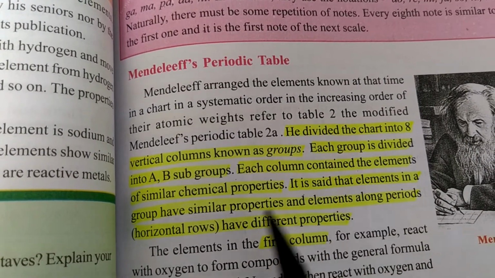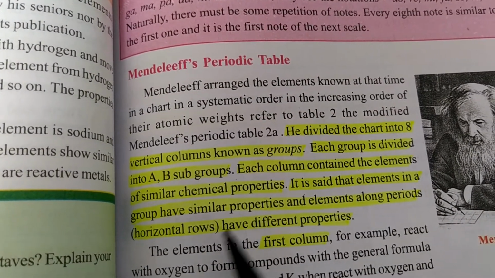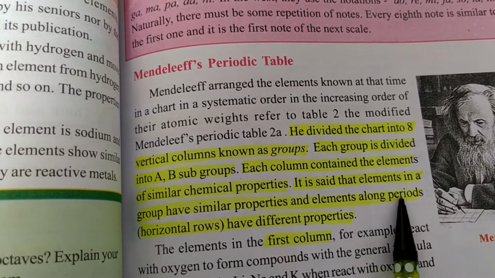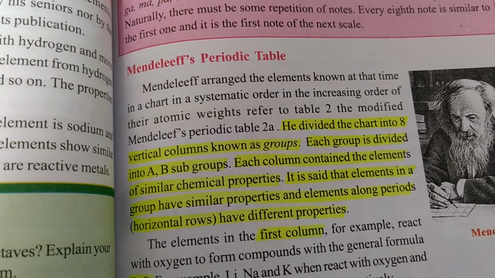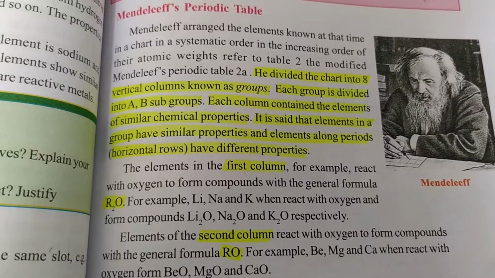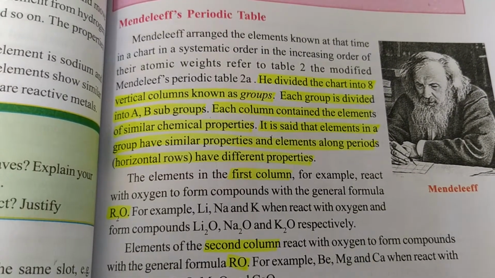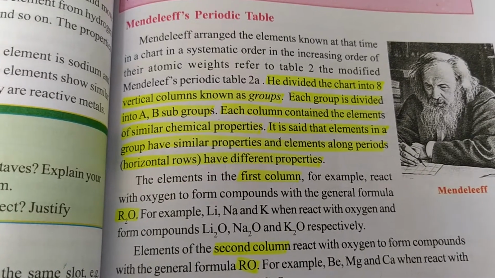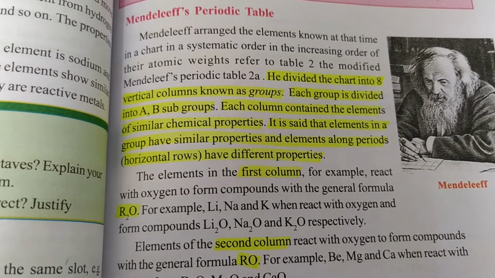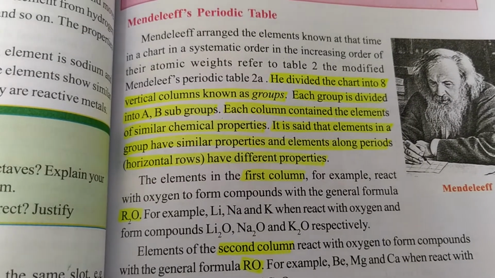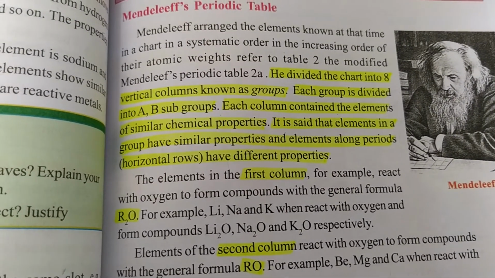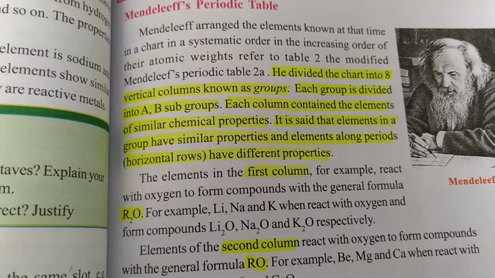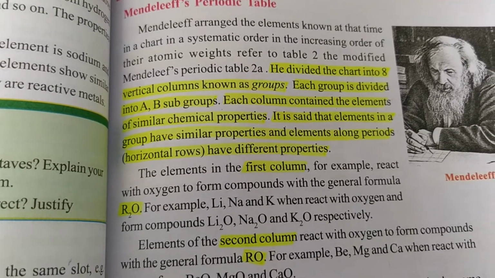It is said that elements in a group have similar properties and elements along periods have different properties. So elements present in the same group have the same properties, students, whereas elements in periods have different properties. Next, let us see the Mendeleev periodic table.